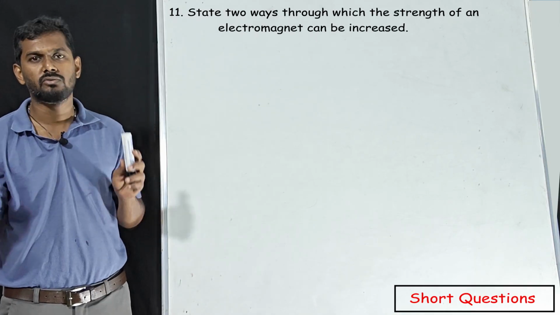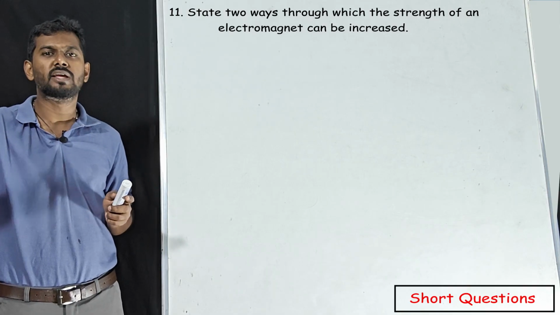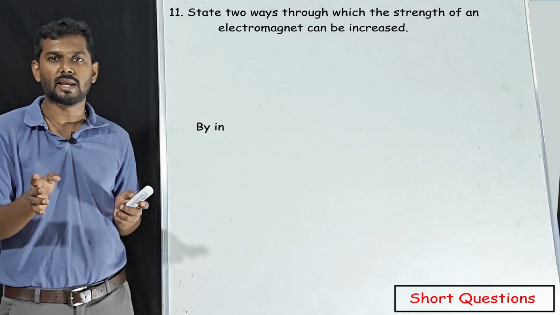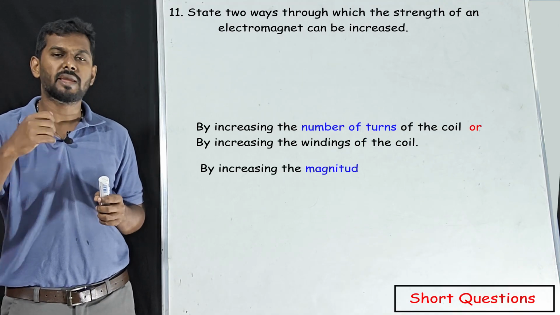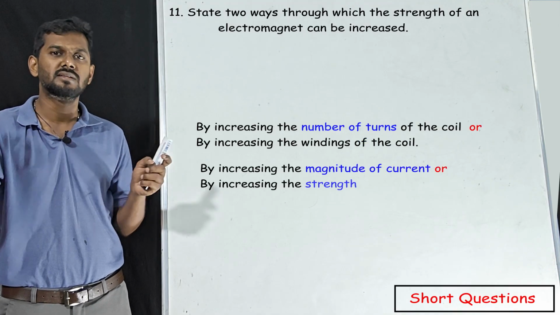Our next question, state two ways through which the strength of an electromagnet can be increased. Just in the previous question we have discussed, correct? How to increase the strength of an electromagnet? Very simple, by increasing the number of turns of a coil and by increasing the current in the circuit.